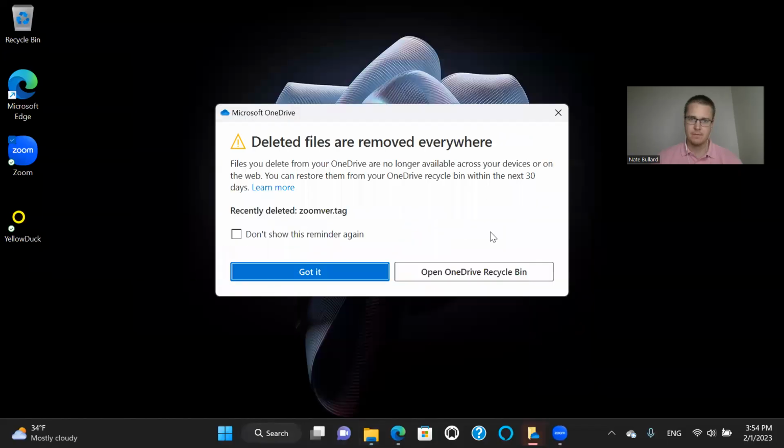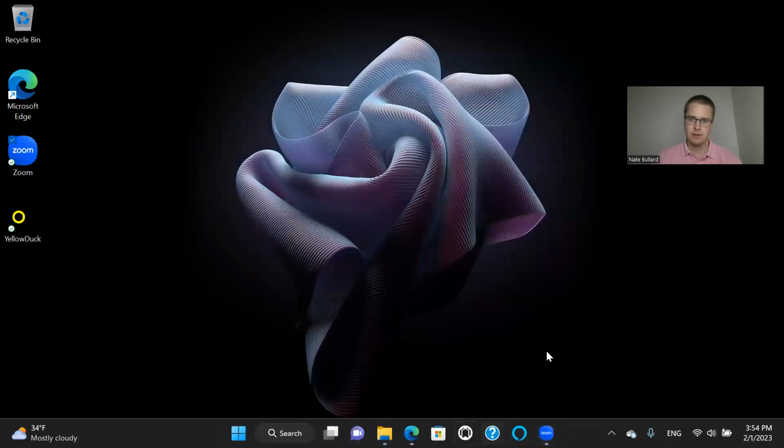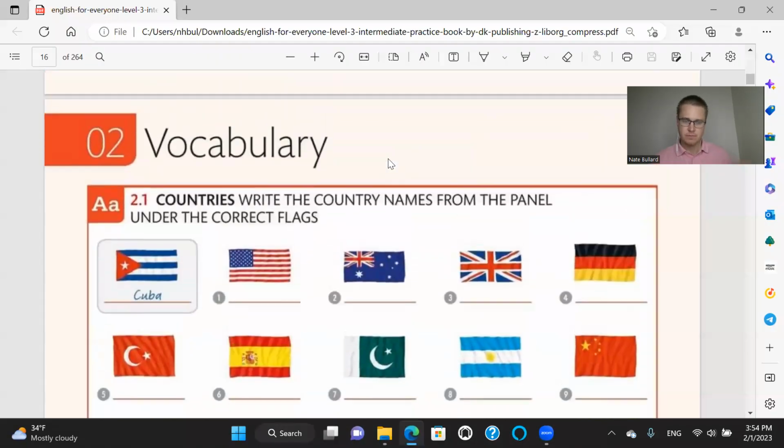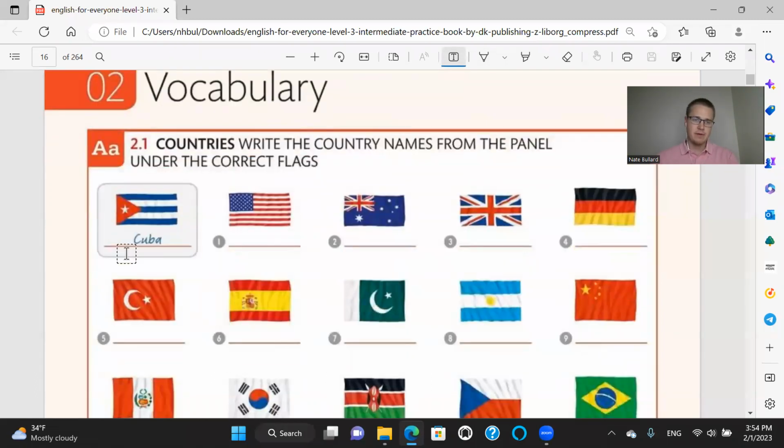In lesson number 2 in the book, a lesson about countries, the names of countries in English. Okay, I'm going to go ahead and share my screen. All right, let's see. Here we go. Okay, this first country right here, this is Cuba. Cuba. All right, I'm going to try to write the pronunciation of these as well.